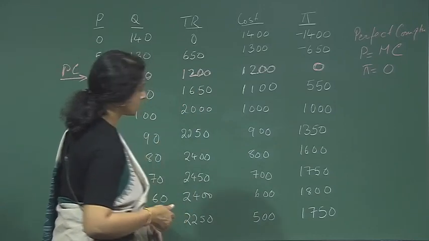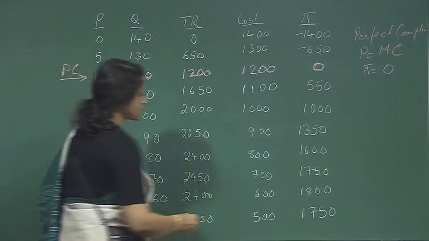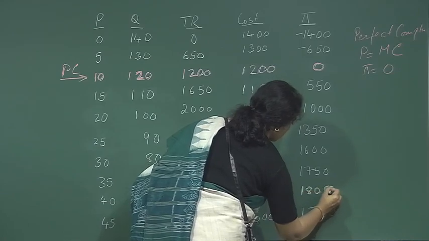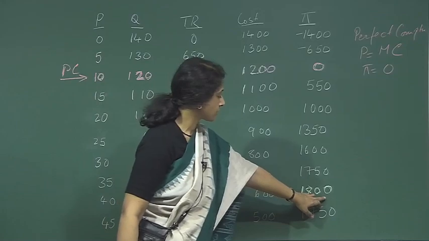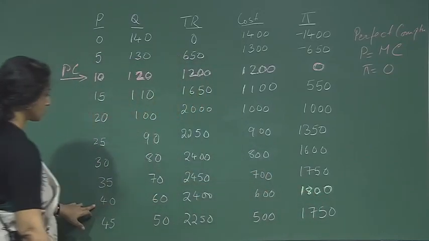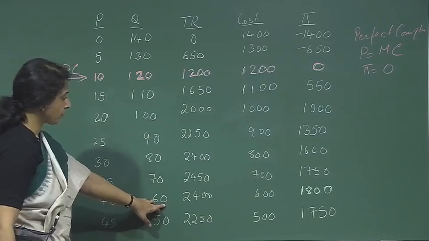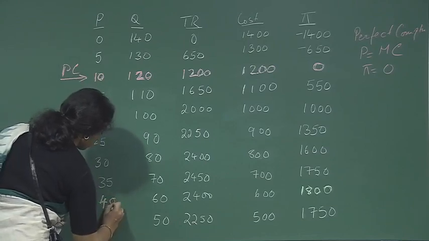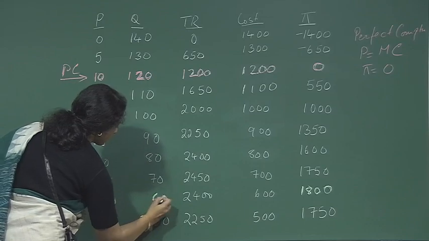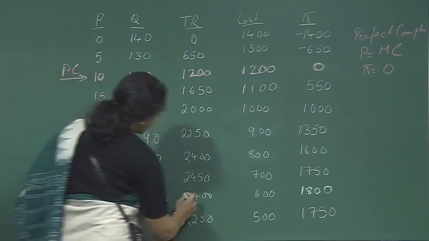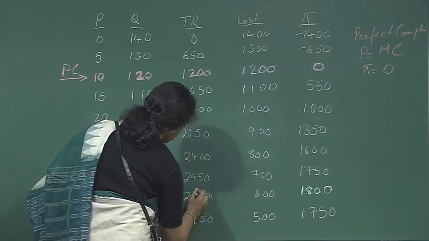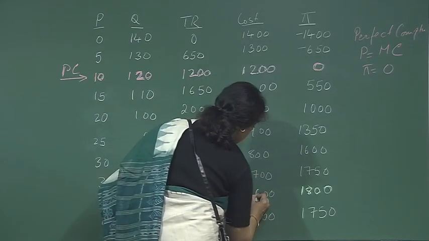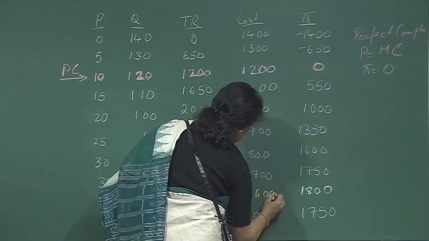So where is the highest profit in this schedule? The highest profit lies here, 1800. I hope you are able to see it. This is the highest profit that is being earned here at an output level of 60 and a price level of 40. So this is the monopoly outcome. Had there been only one firm in this market, that firm would have produced 60 units of output and charged a price of 40 rupees and gained a profit of 1800 rupees.